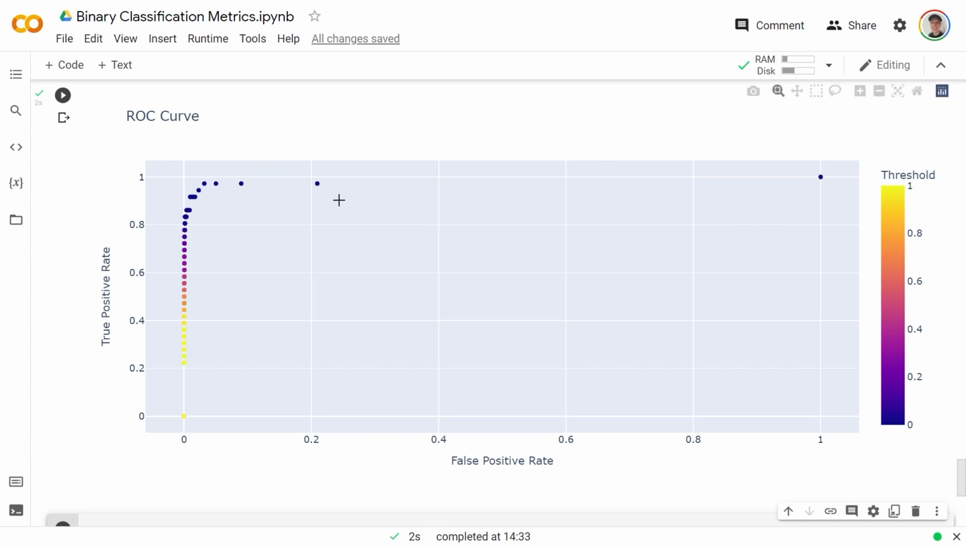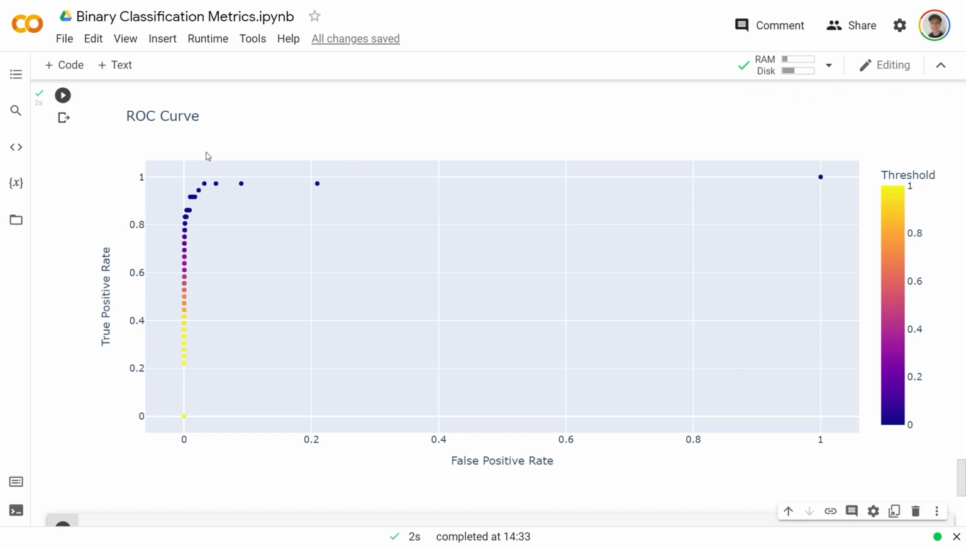It shows over all possible thresholds between 0 and 1 what the false positive rate and true positive rate is for that threshold. And so here, if you hover over it, we will see threshold. And as we go over here, the threshold is increasing. We go over here, the threshold is decreasing. The color shows that as well.